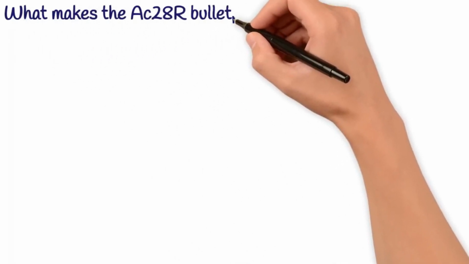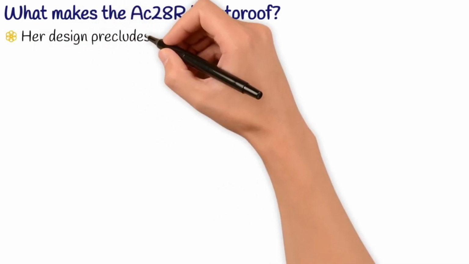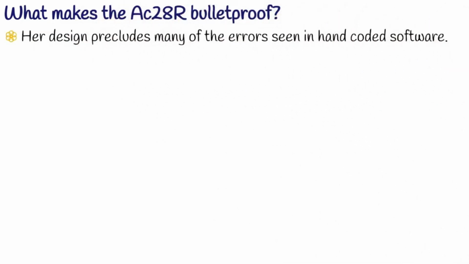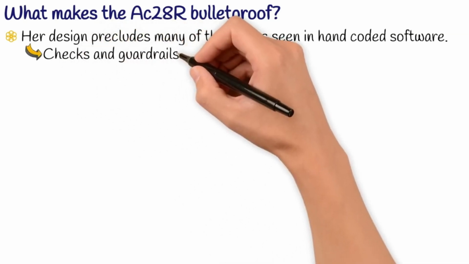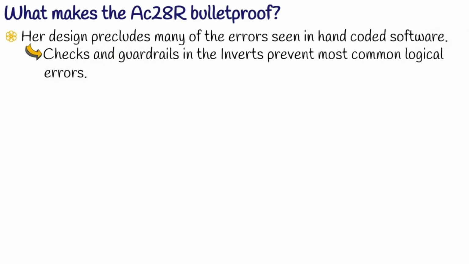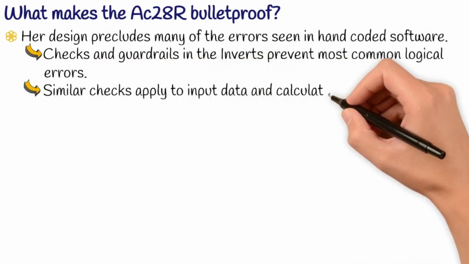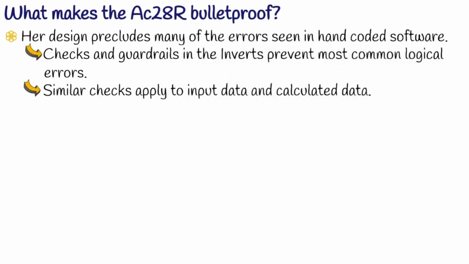What makes the actuator bulletproof? The actuator eliminates practically all of the errors commonly seen in hand-coded software. In a previous video, we showed how the Invert builder's checks and guardrails catch any inadvertent data entry errors that could be introduced by humans. Similar checks are made of any data arising from an internal calculation or from an external file or database. Where necessary, the error is flagged and appropriate defaults are applied.